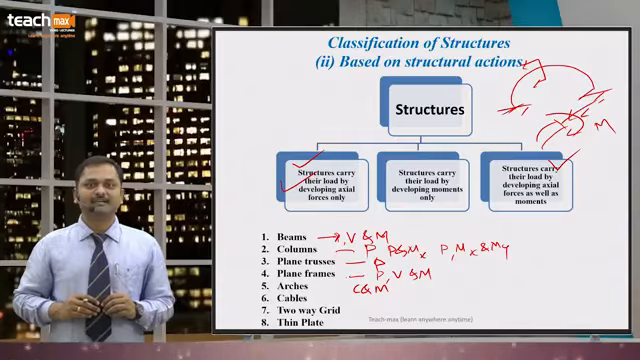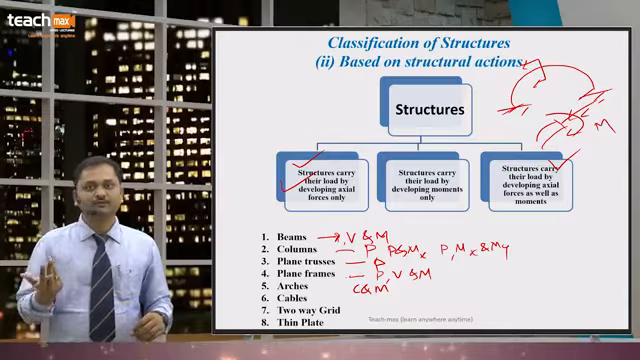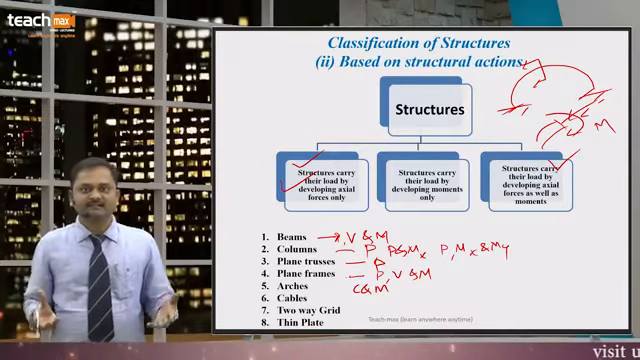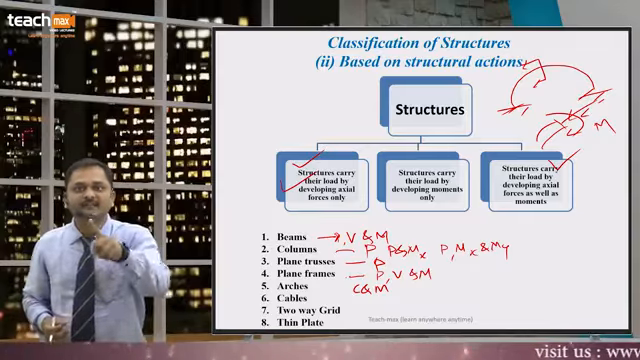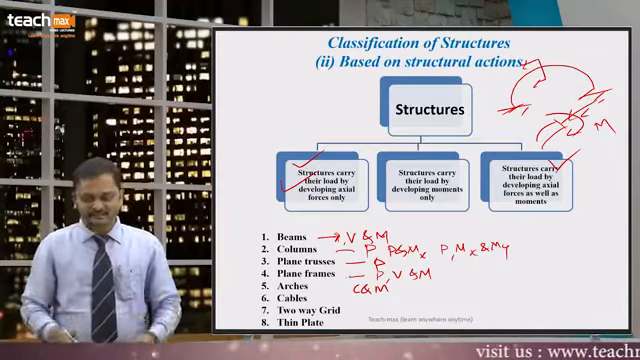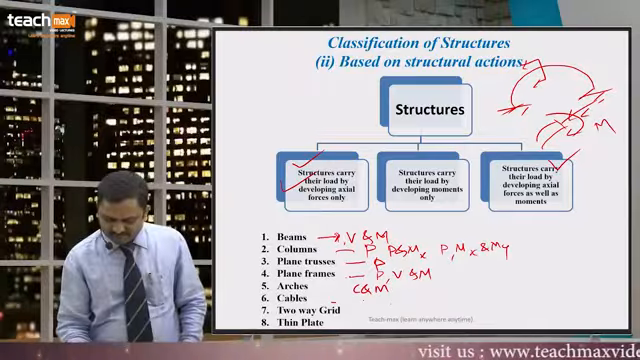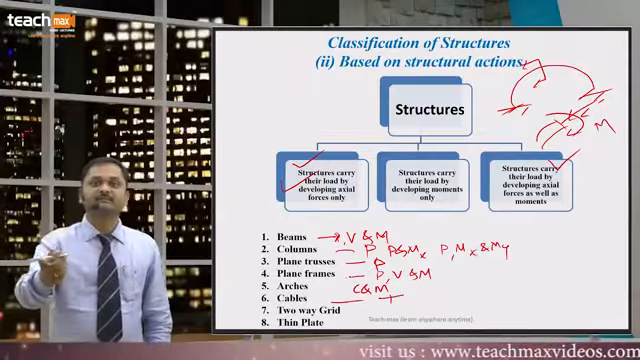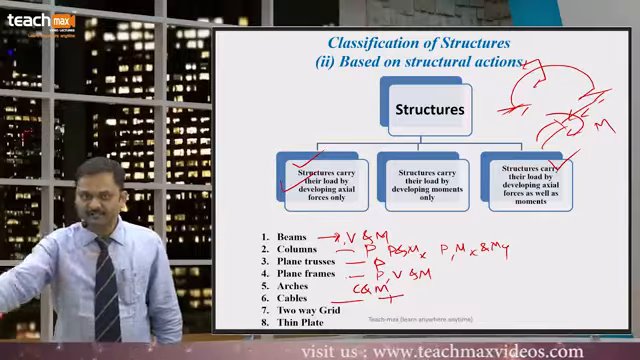Cables carry their load by developing. Cables we know, we already analyzed it. They are provided generally in suspension bridge. Cables carry their load by developing axial tension. So it comes under first category. They carry their load only by developing axial tension. Compression भी नहीं आएगा इसमें.